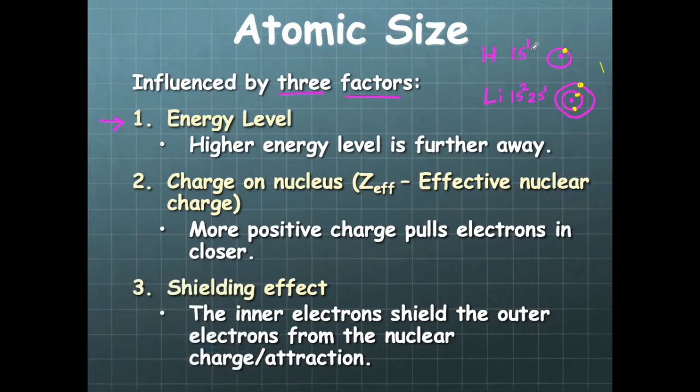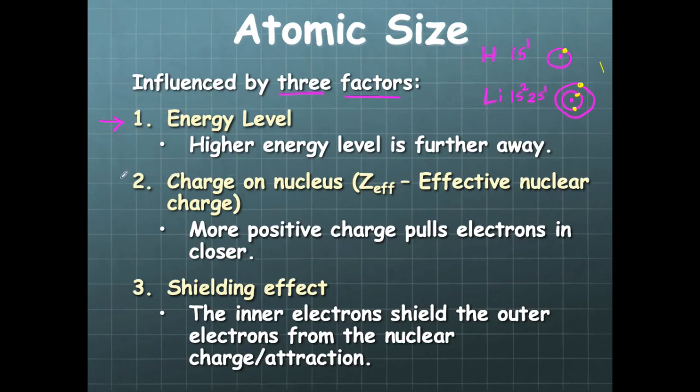So let's compare the size of hydrogen to lithium. Since lithium has more energy levels, we can say by looking at this diagram that lithium is bigger in size as compared to hydrogen. And that's what it means: a higher energy level is further away from the nucleus. Higher energy levels would mean that the size of an atom is much bigger than other atoms if we are comparing them like this, hydrogen to lithium.